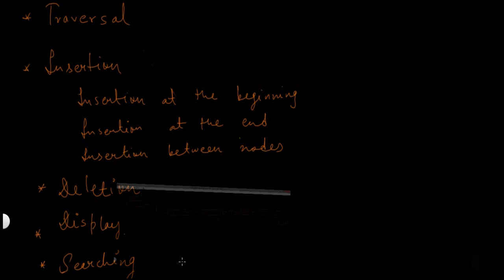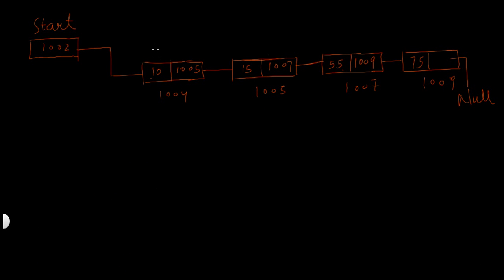Now display means printing information from the info part of a node. So if I use the display function on this linked list, then 10, 15, 55, 75 should be printed. And traversal is used in the display function because we have to move from one node to the next. Like first print the information of this node, then move to the next node, and then print the information of this node, then move to the next node, print the information of this node, then move to the next node, and so on.